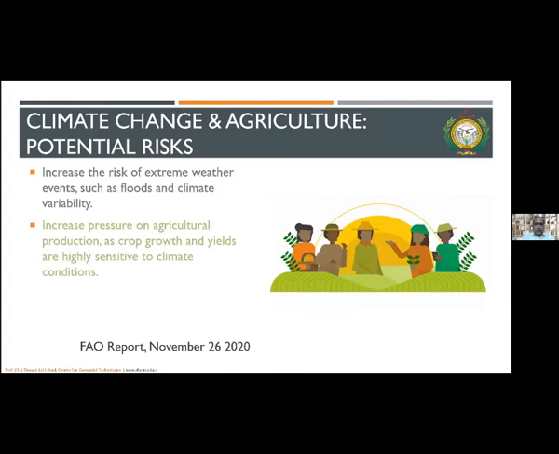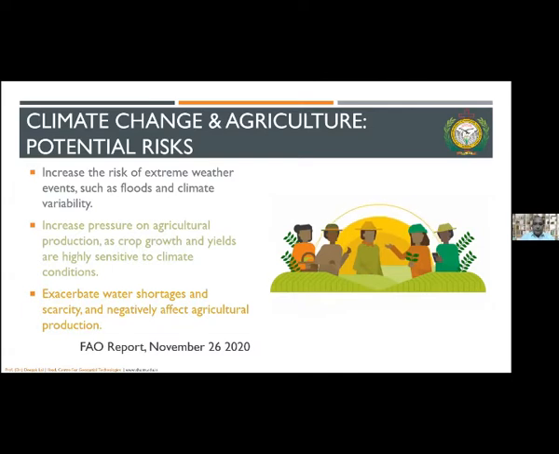Okay, and it increases the water shortage. There is a scarcity, and obviously, when water shortage is there, this is the single most effective parameter which can negatively affect agriculture production. Okay, because if you are not giving proper irrigation, the yield will be low. Crop yield is related to irrigation, and we'll see in upcoming slides how.